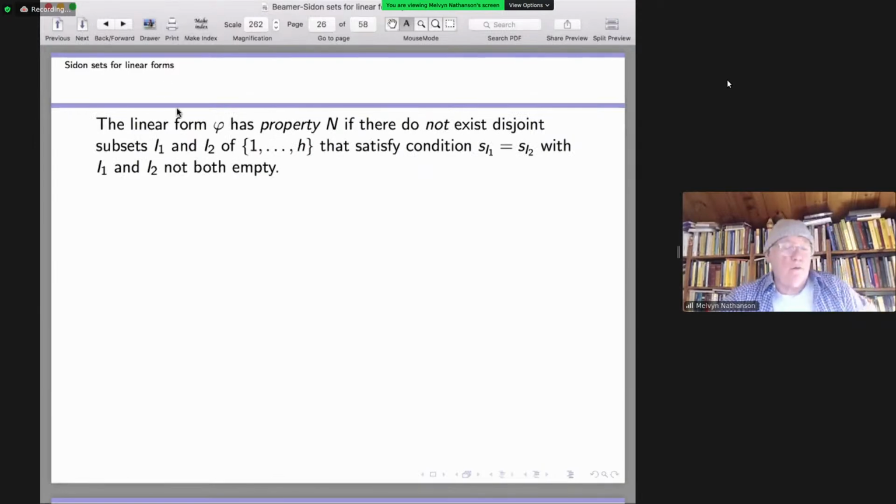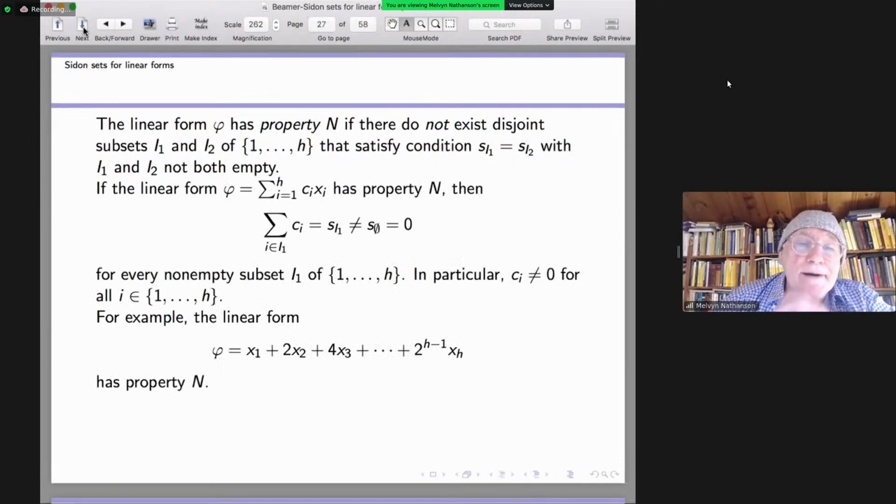So we have this sort of negative property. We say that a form has this property N if there are no disjoint sets I1 and I2 with the same subset sums. And you just notice that if a form has this property, then it follows that all the coefficients are non-zero.